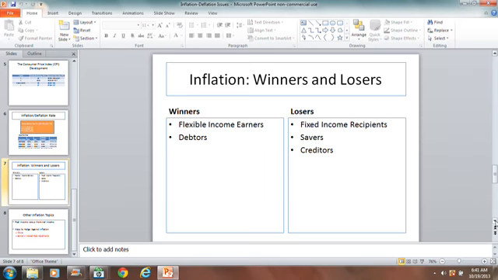Creditors also lose because the debtors are paying them back with dollars that have less purchasing power, and so the creditors are receiving income that has been, to some degree, stripped of some of its purchasing power. So inflation does tend to redistribute the economic benefits, because winners can gain advantages because of inflation, and losers, of course, lose purchasing power as a result.